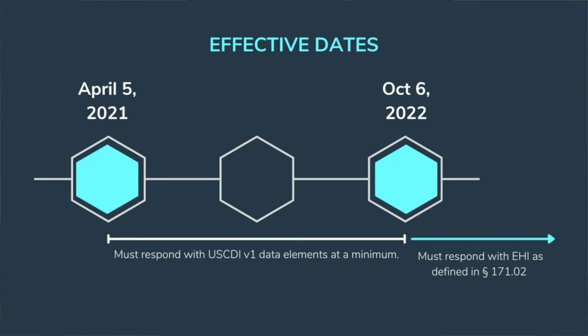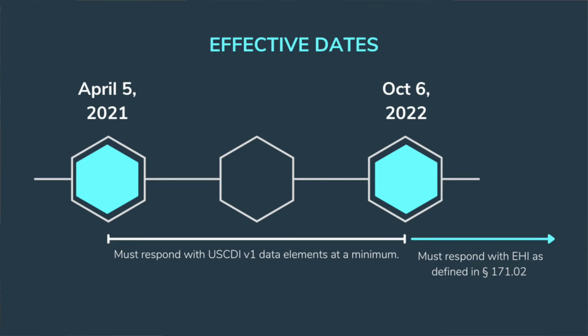As part of the interim final rule that was released, for the period of April 5th to October 6th of 2022, the information blocking is going to apply, and individuals must respond with a minimum data set requirement of the USCDI version 1. So that's where the minimum threshold is for information in EHI they must respond with. It needs to be something that's defined in that USCDI version 1. And if you're not familiar with the USCDI, I'll put the link below so that you can jump over to that one.